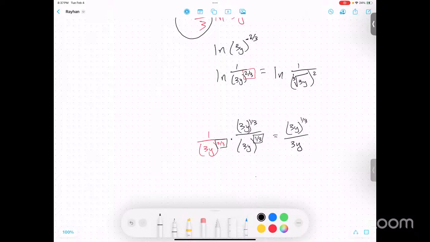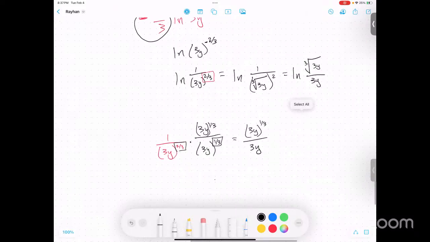Yeah, you just multiplied the top and bottom, both sides of the fraction, to get rid of the exponent. Yeah. So another way to write this that they may want you to do, again, I don't know if they do, is the cube root of 3y on the top all over 3y on the bottom.